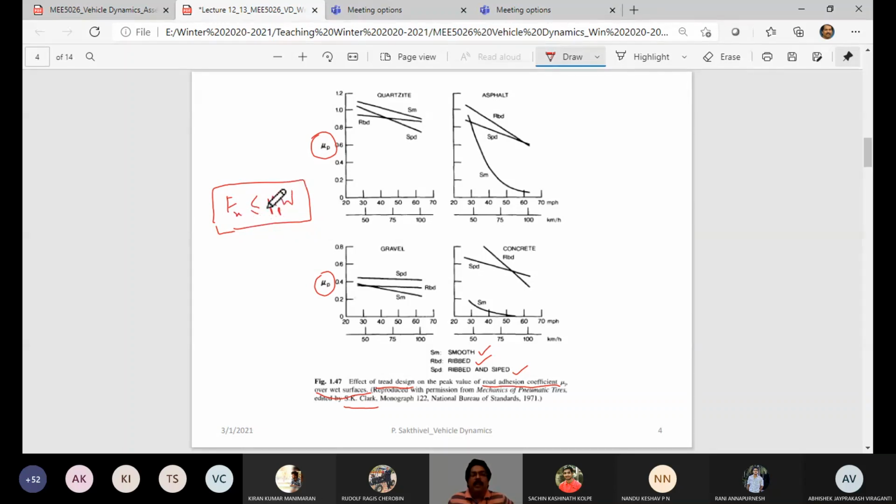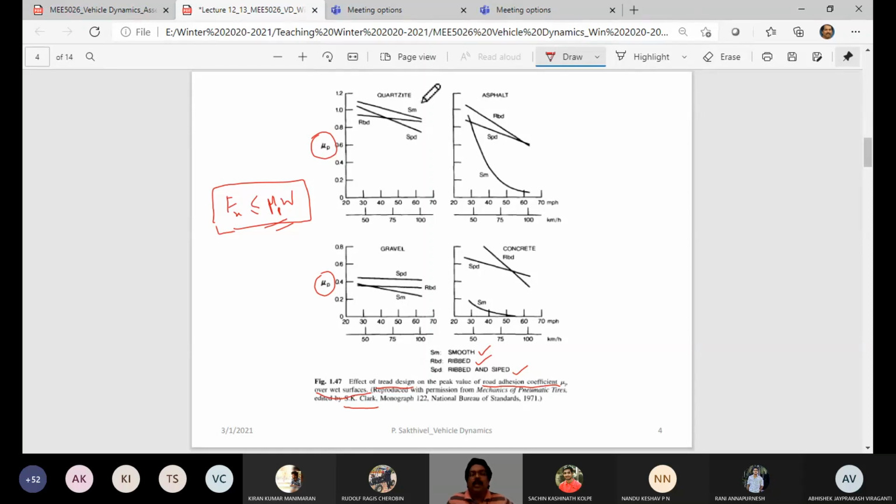Cornering, the maximum cornering force is limited by this. Cornering combined with braking, you would have both limited. The resultant of both is limited by this. This we have already seen. So for a given load, if you look at the tread design, how is it going to make an influence on a wet surface, the μp value on a different road surface.